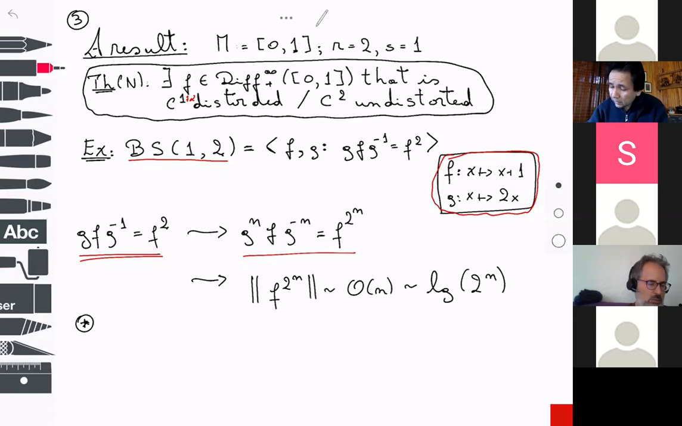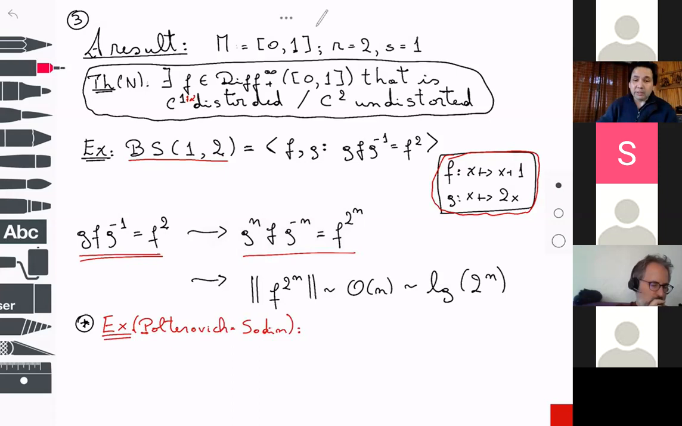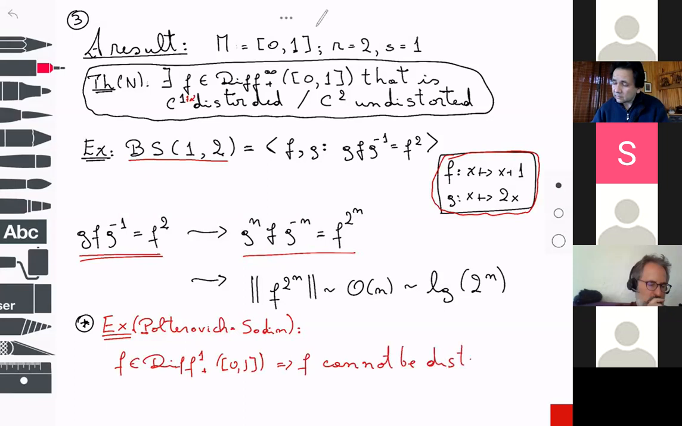This is because I wanted to explain something. There is an example. Actually, this is a remark by Polterovich and Sodin. It is not stated that way in their paper, but in another way. By the way, this is a very nice, very short paper on distortion and diffeomorphisms of the interval. And the claim is that if you have a non-trivial diffeomorphism of the interval, then it cannot be distorted more than exponentially. Okay, in the sense that F to the power n can be of the order of log of n, as in the case of the Baumslag-Solitar example, but it cannot be, for instance, of the order of log log of n. Okay.